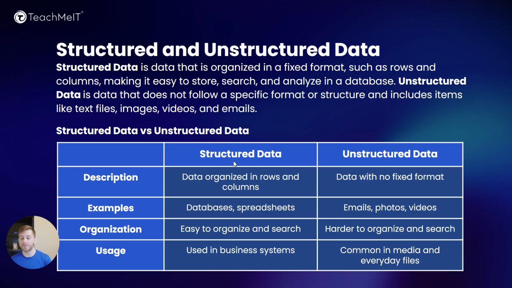In terms of structured data, again, data is organized in rows and columns within databases and spreadsheets. It's easy to organize and search, and it's most commonly used in business systems and productivity tools like Google Sheets and Excel. And unstructured data, on the other hand, is data with no fixed format. Again, that's photos and videos, harder to organize and search, and common in media and everyday files.